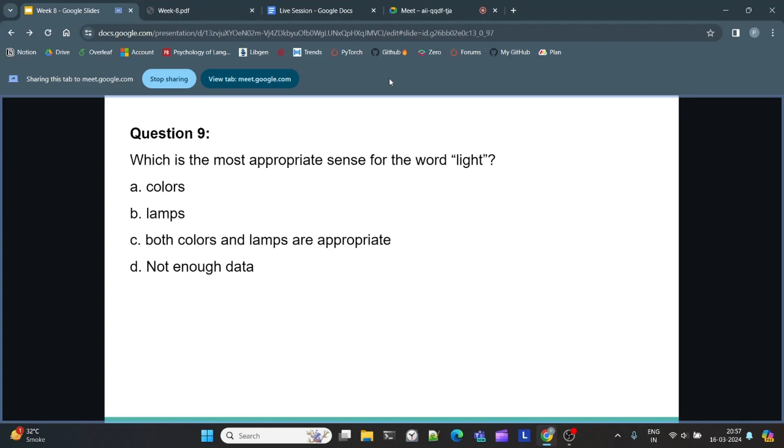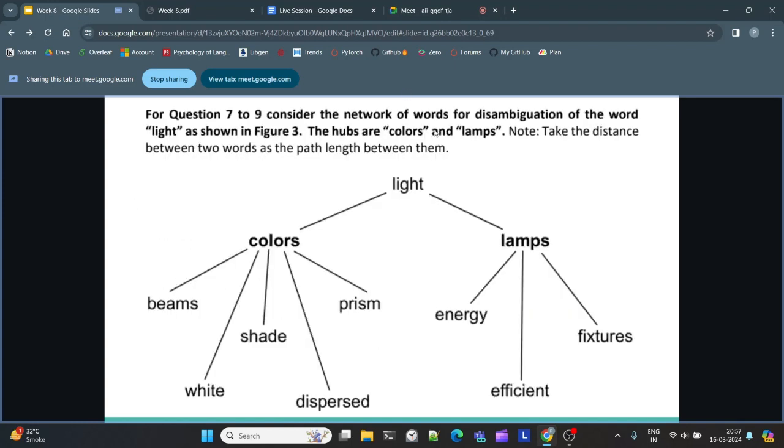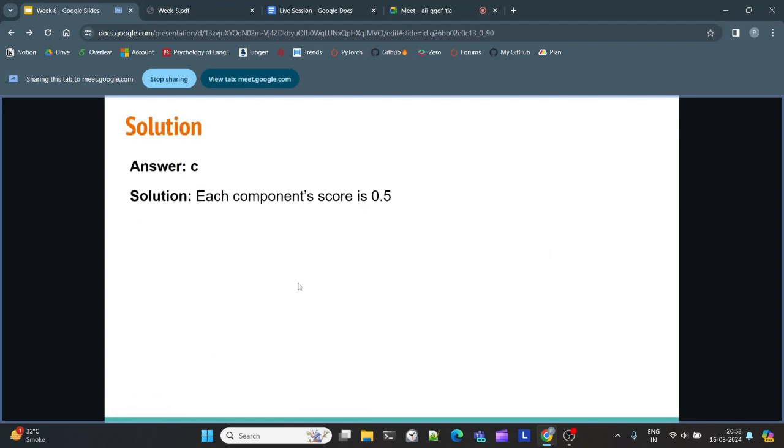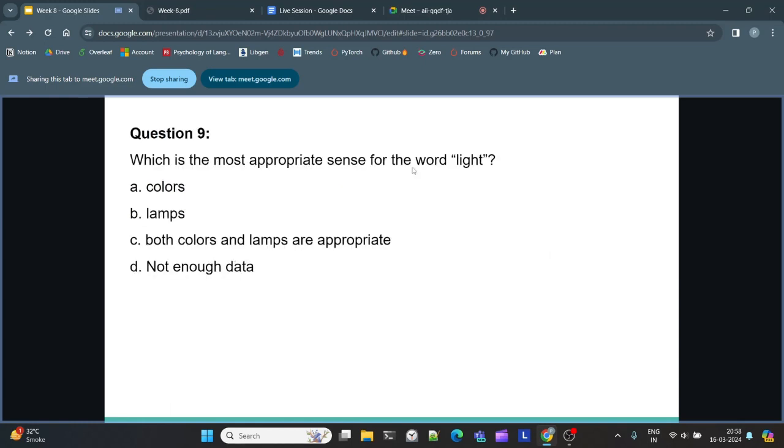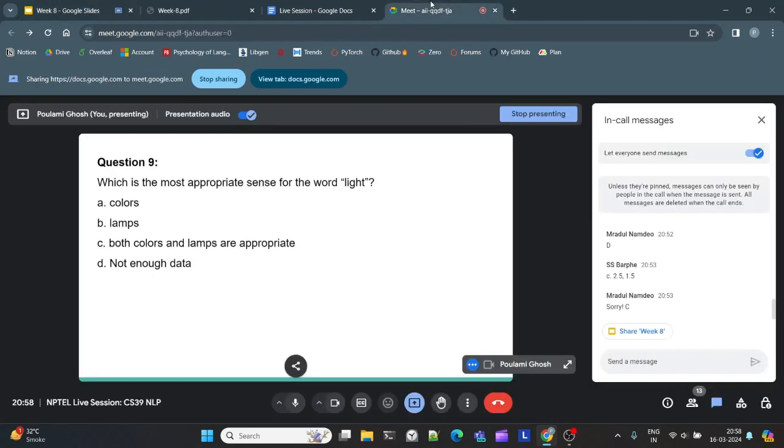We just computed the scores for the word light. It had these two hubs. For this hub, the value was 2.5. For this hub, the value was 1.5. Which hub has a higher value? Colors. So colors would be the answer in this case. Since colors has the highest score, the most appropriate sense for the word light would be colors. That's the answer.